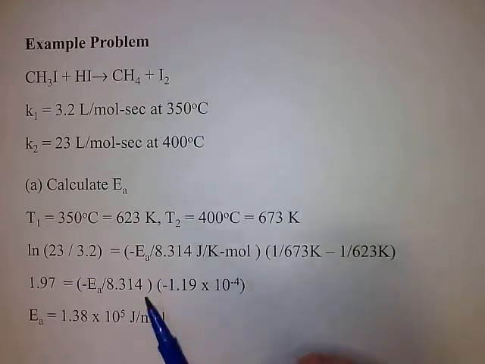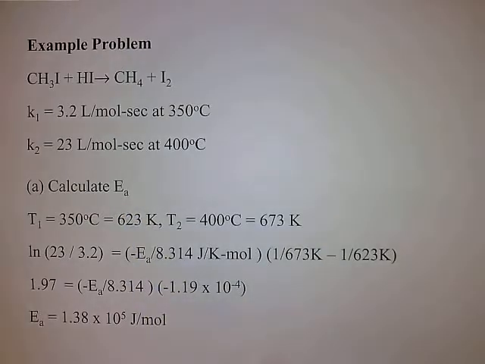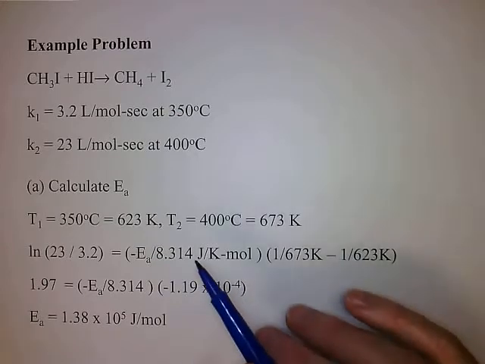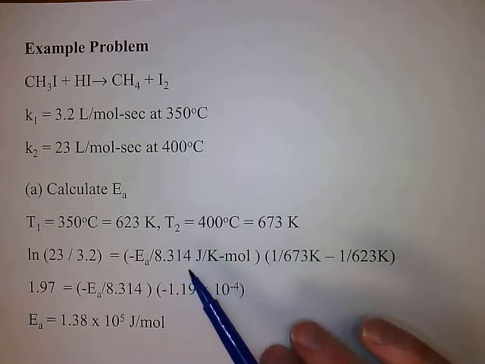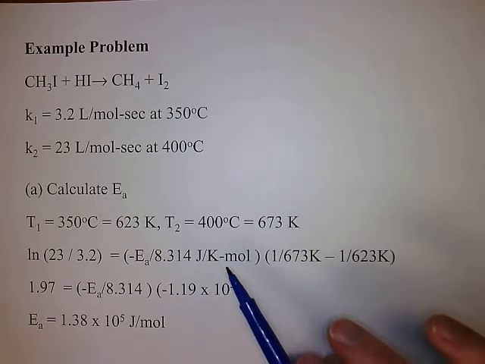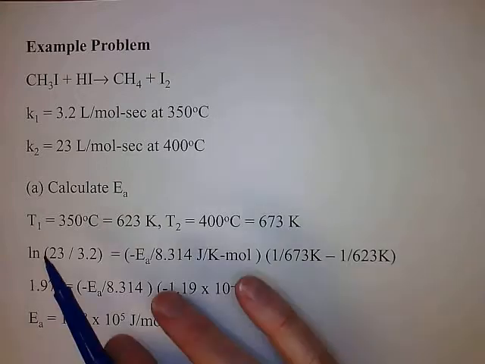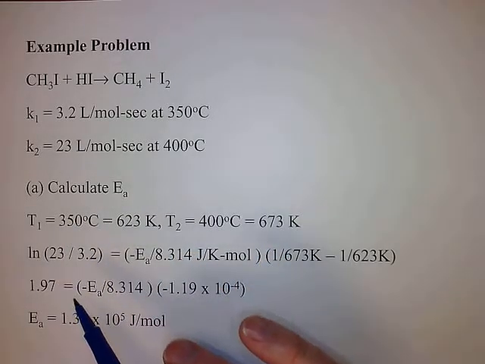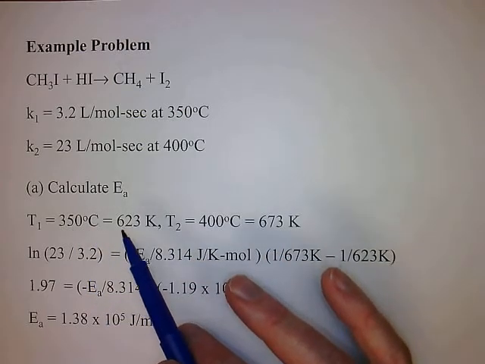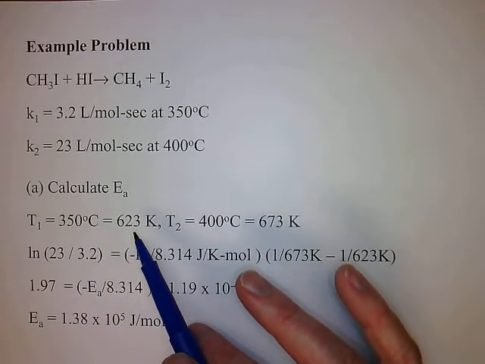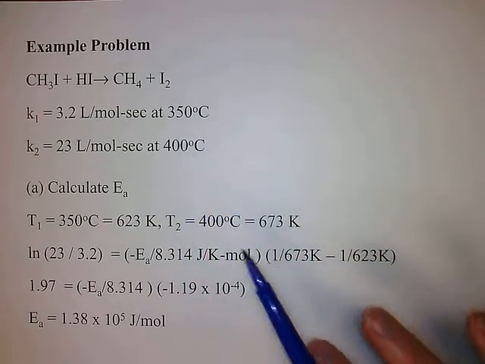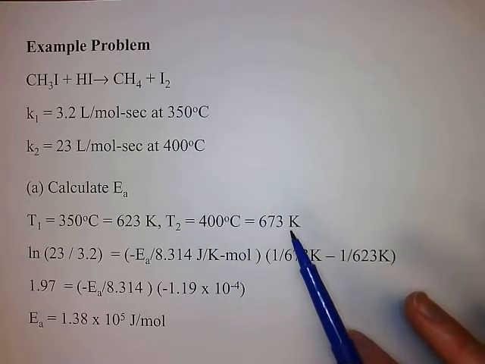So the first thing we want to do is calculate the activation energy. We use the Arrhenius equation. To be consistent with our units, that equation incorporates R, negative E sub A over R, and R is in joules per Kelvin mole. So we're going to have to convert those temperatures into Kelvin. If you remember how to do that, you simply add 273, right? So 350 Celsius becomes 623 Kelvin, and 400 Celsius becomes 673 Kelvin.